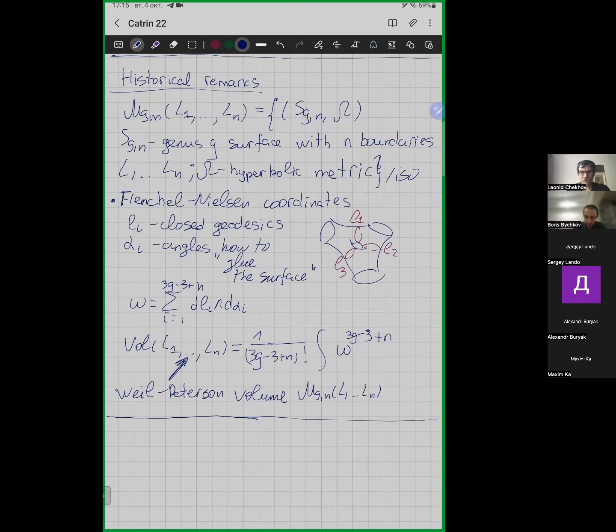Now I switch to Hurwitz numbers, to simple Hurwitz numbers. I also want to give some intro to Hurwitz numbers, just for understanding what we count and how you can think about it. So, Hurwitz numbers, simple Hurwitz numbers.